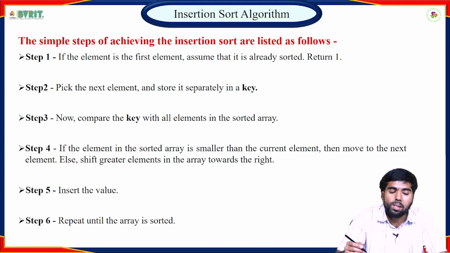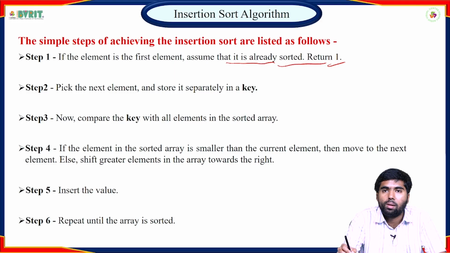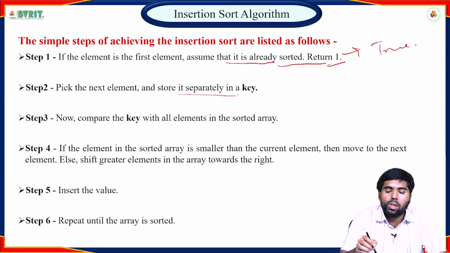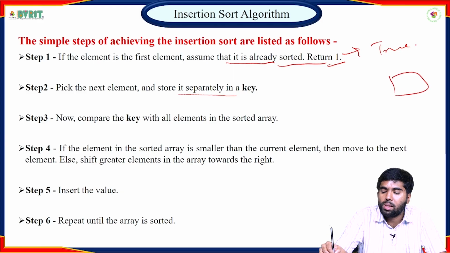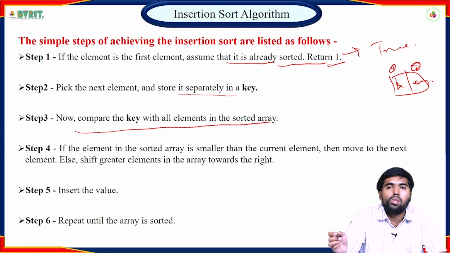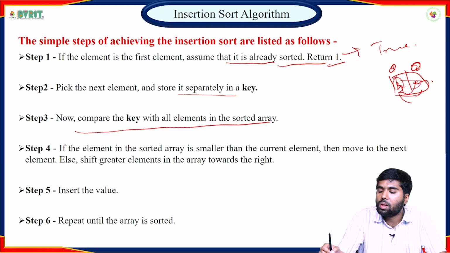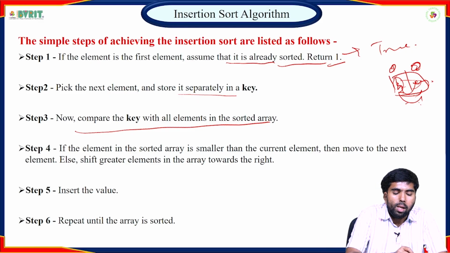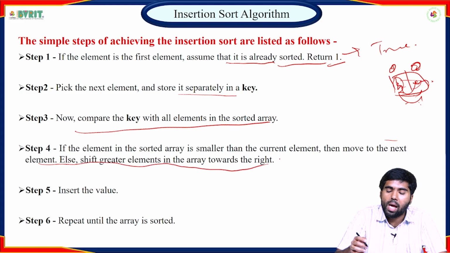The first step is that if the element is the first element, assume it's already sorted, return 1, which means true. Then pick the next element and store it separately as a key. So one element is known, and the second element we take as a key. Now compare the key with all the elements in the sorted array. If the element in the sorted array is smaller than the current element, then move to the next element, else shift the greater elements in the array towards the right.